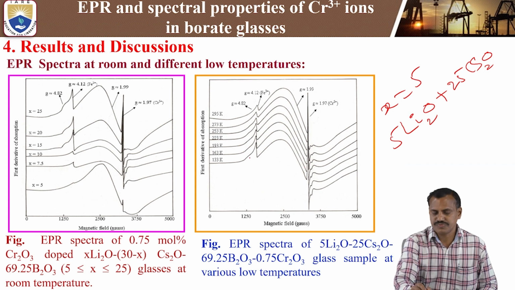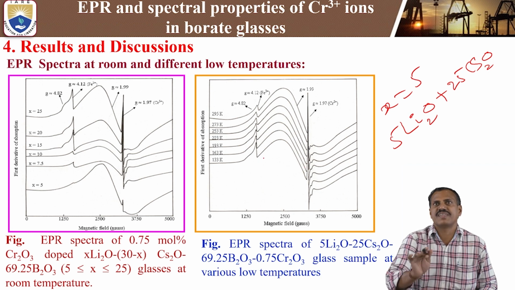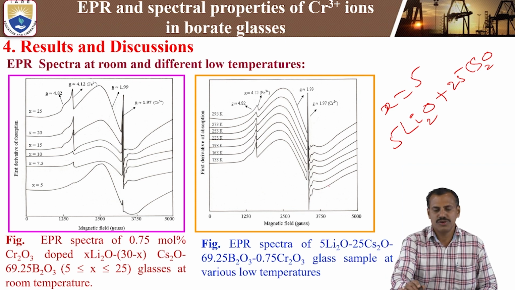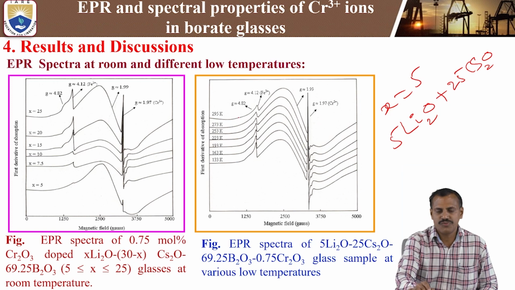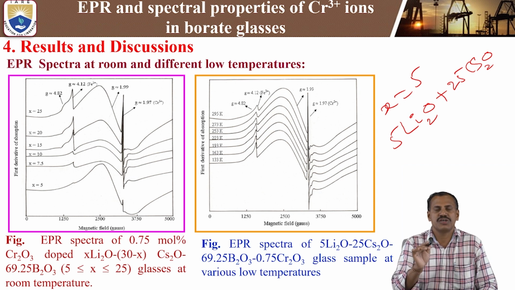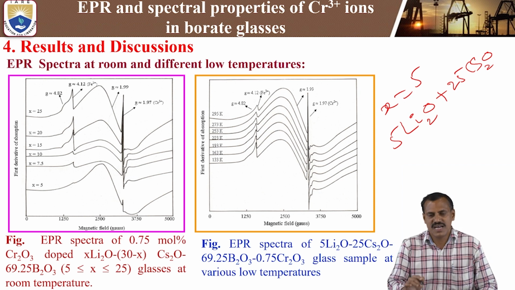But the resonance peaks look very systematic in order. We are getting g = 4.82, g = 4.12, and here g = 1.98 and g = 1.97. So the g = 4.82 and g = 1.99 resonance signals are mainly attributed to the chromium 3+ ions, and g = 4.12 is mainly due to the impurity of iron 3+ ion.